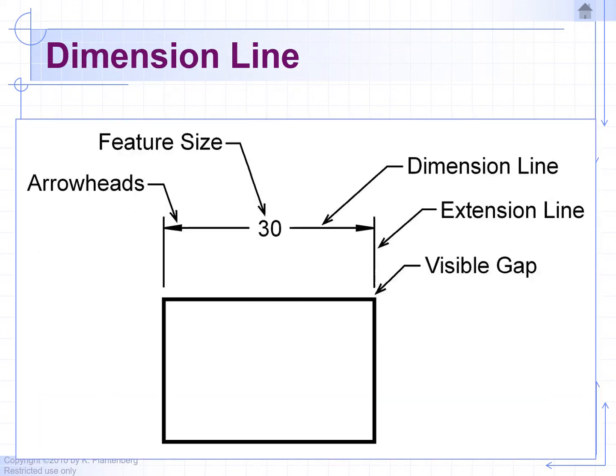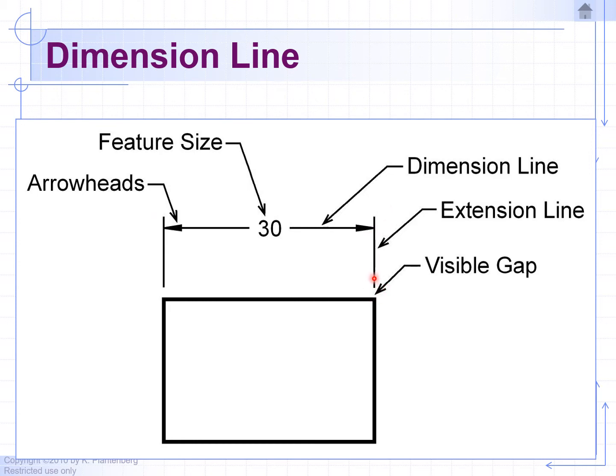Next slide. Okay, first of all, let's take a look at dimension. So a dimension will give you a measurement. It'll give you a measurement of a feature or a detail on the part. So here we have an overall length of 30 units. So if we look at a dimension, we have our dimension line, we have our arrowheads, we have the feature size, in this case an overall length of 30 millimeters or 30 units, and we have an extension line and gaps.